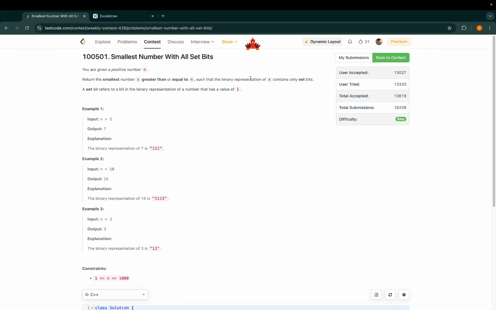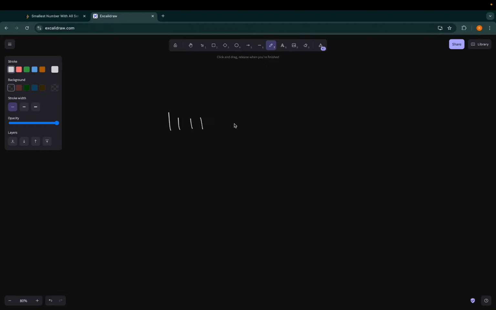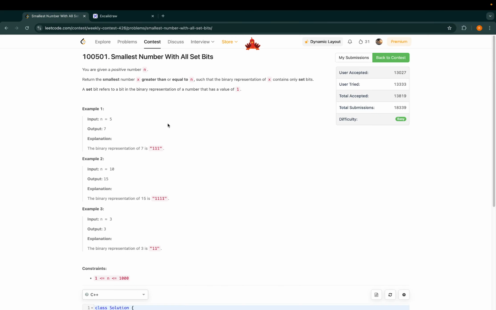So the first problem stated that we need to calculate the smallest number x which is greater than or equal to n, such that all the bits in the number are set to 1. If all the bits are set to 1, that means the number can be expressed in the form 2 raised to x minus 1, right? Because 2 raised to x has all bits 0 and only one bit 1, so if you subtract 1 from it, you'll get a number with one less bit, all set to 1. So that's what we have to check.